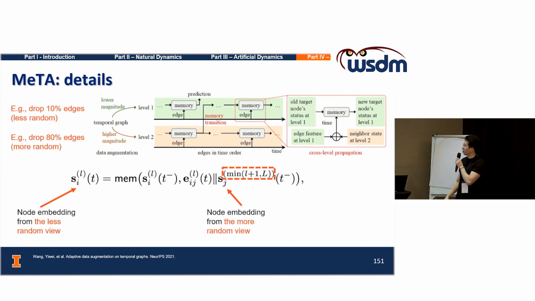So here, the S_j super mean function over the L plus 1 and the capital L means that they try to merge the information from the view that is more random than the base view. So in this demo example, they try to merge the information from the view that drops 80% of the edges into the view that drops 10% of the edges. And after that, they will use the node embeddings from the less random view as the final node embedding of the given node to support the tasks over the temporal graph, as the existing works on temporal graphs did.